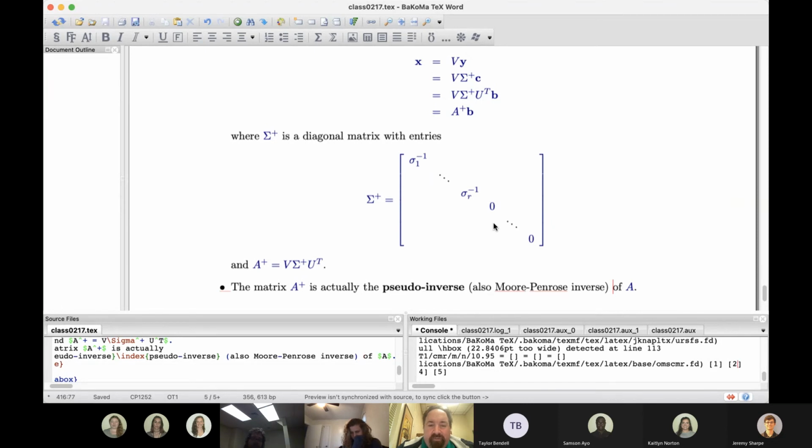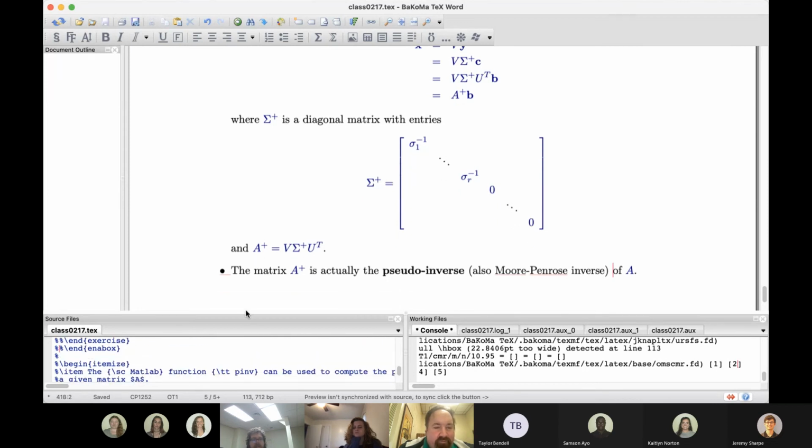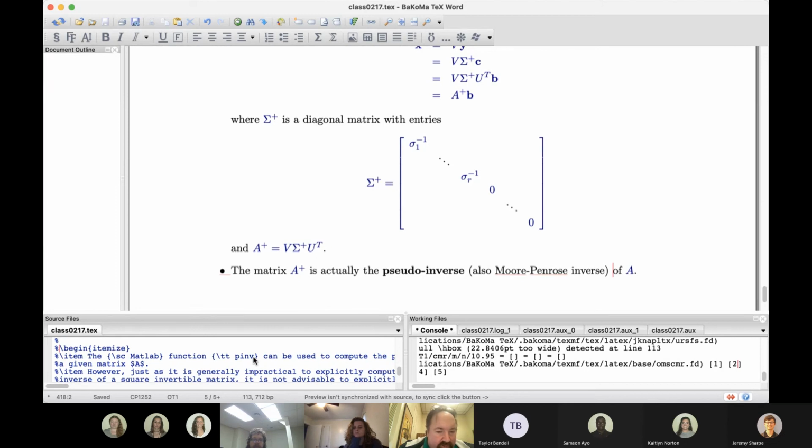So just as if A is square invertible, the solution of Ax equals B is x equals A inverse B. If it's a least squares problem, then your solution is x equals pseudo inverse of A times B. So that way we have a uniform definition of solutions to square Ax equals B systems and also least squares problems, whether they come from overdetermined or underdetermined systems.